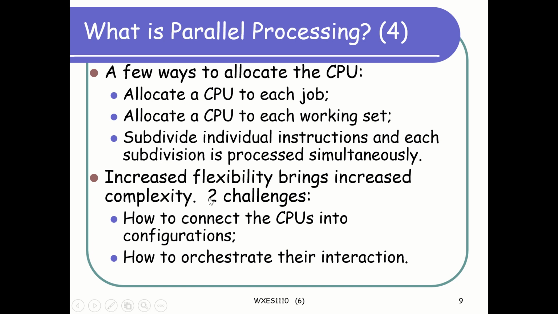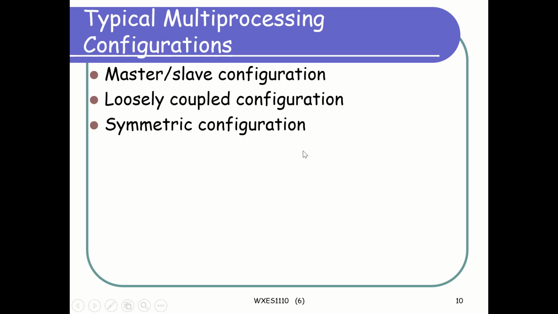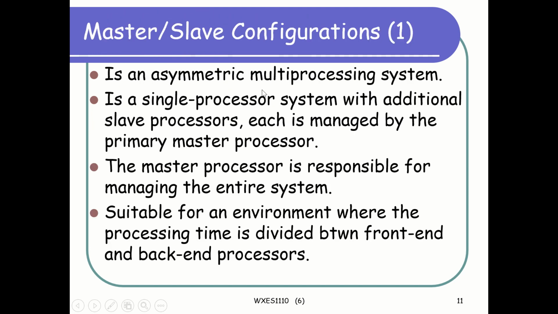And there are 2 challenges listed down here: how to connect the CPUs into configurations, and how to orchestrate their interaction. We will see this on the following slide. So there are 3 typical multiprocessing configurations. The first one is a master-slave configuration, the second one is a loosely coupled configuration, and the third one is a symmetric configuration. So we will look first at the master-slave configuration.